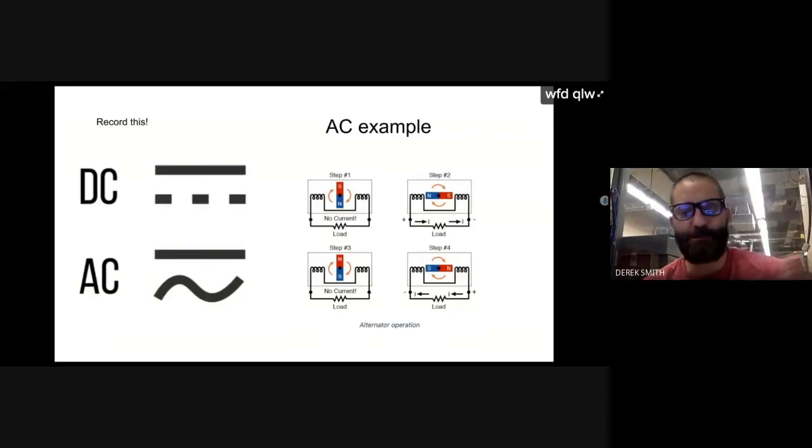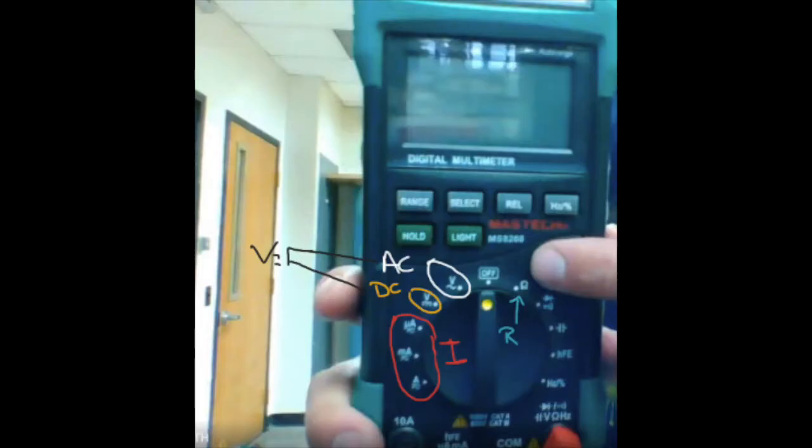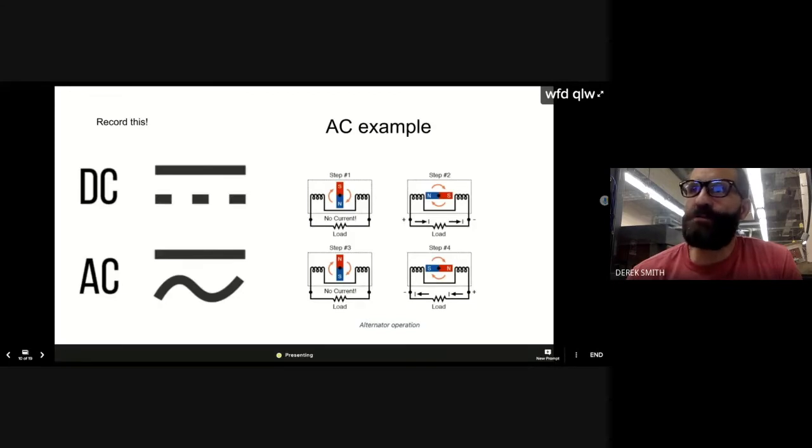So that's a symbol on a multimeter. What is a multimeter? This is how you can measure direct current and alternating current. Those are the symbols there, okay? This also has ohms, which is resistance, and it also has some other stuff, different types of amps. So notice how they have that magnet moving constantly. It's just making those electrons switch back and forth.